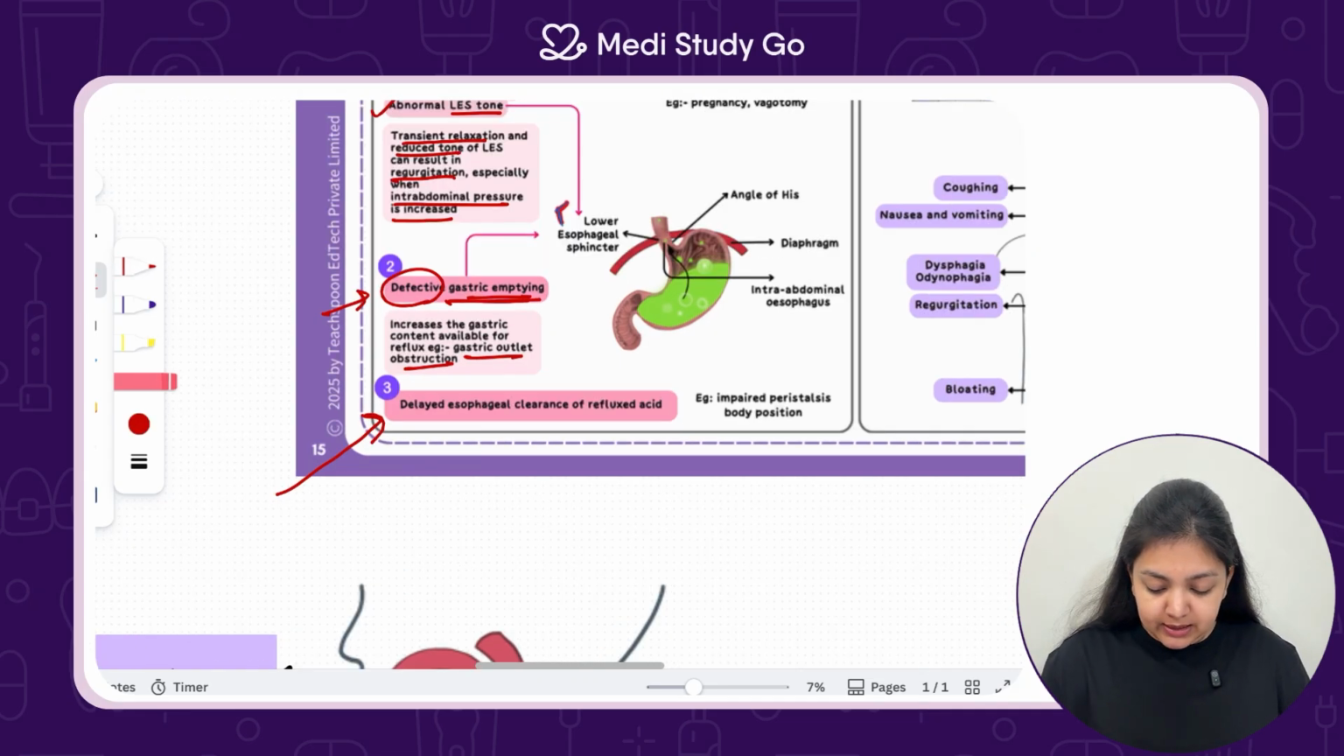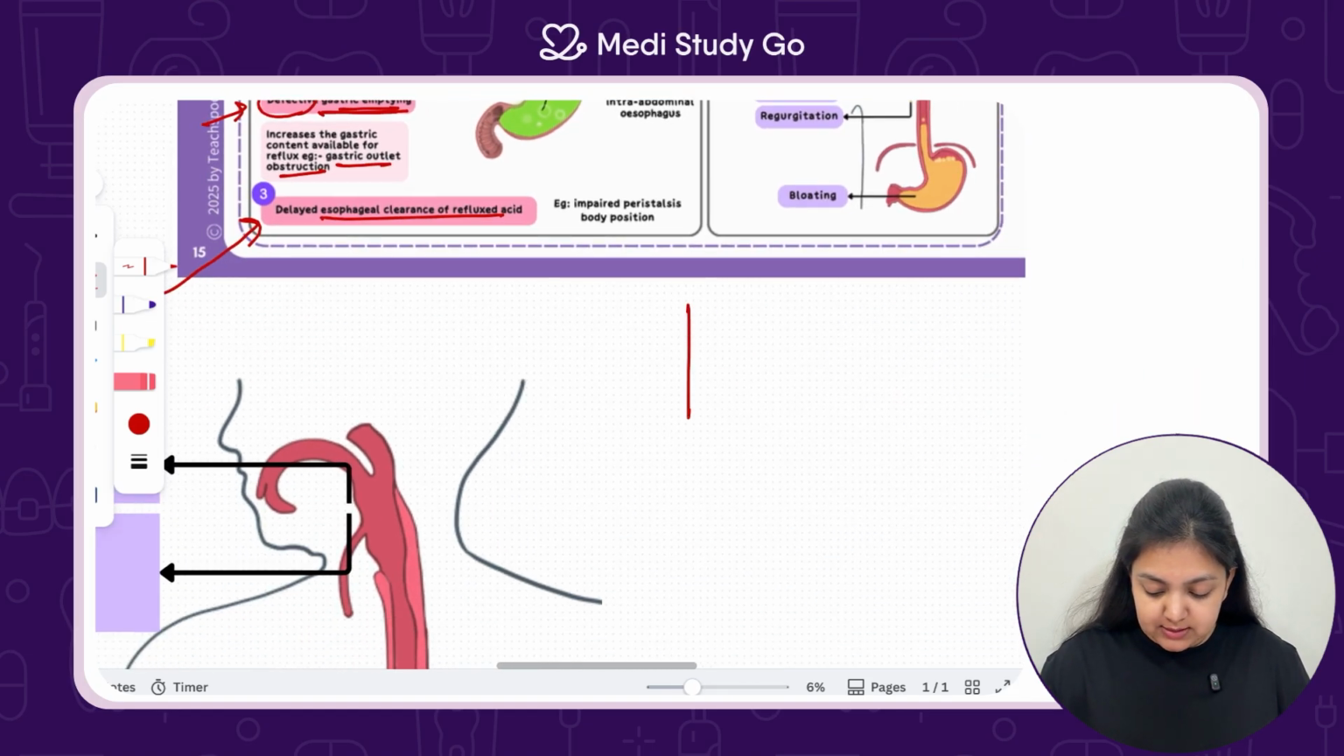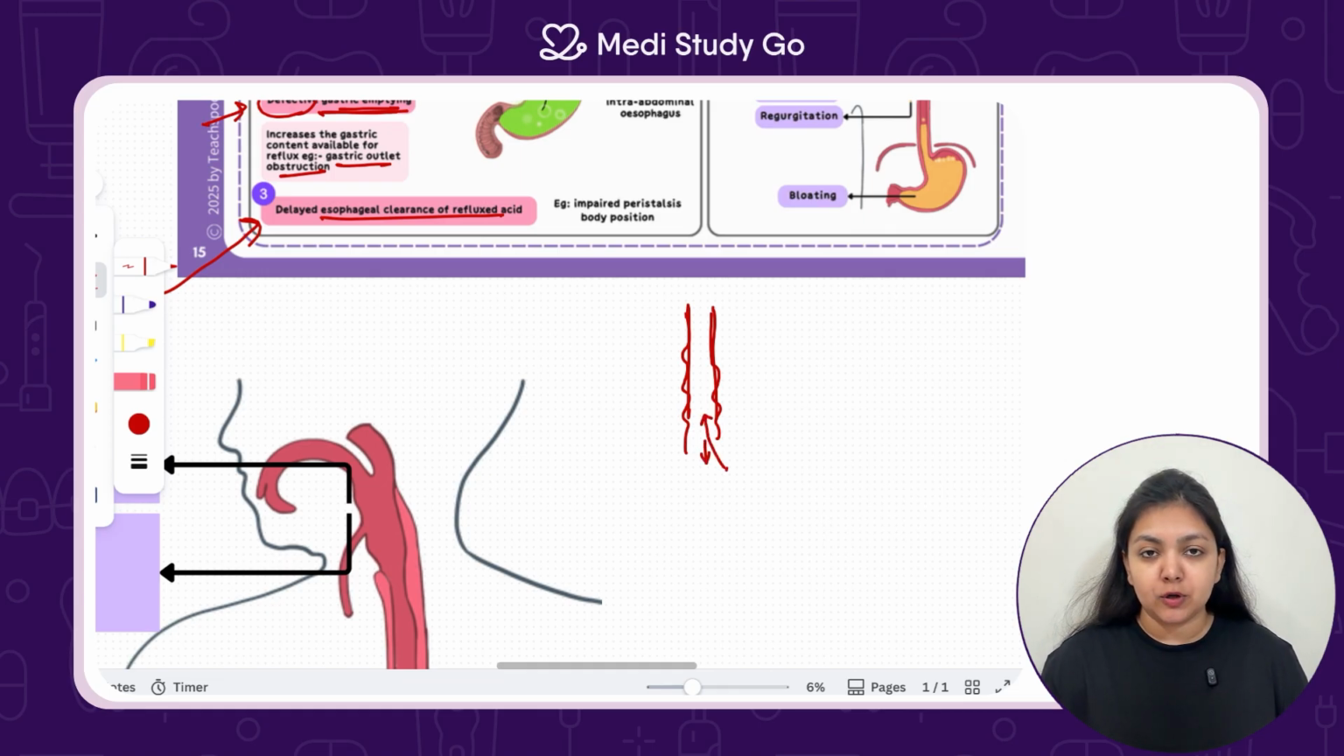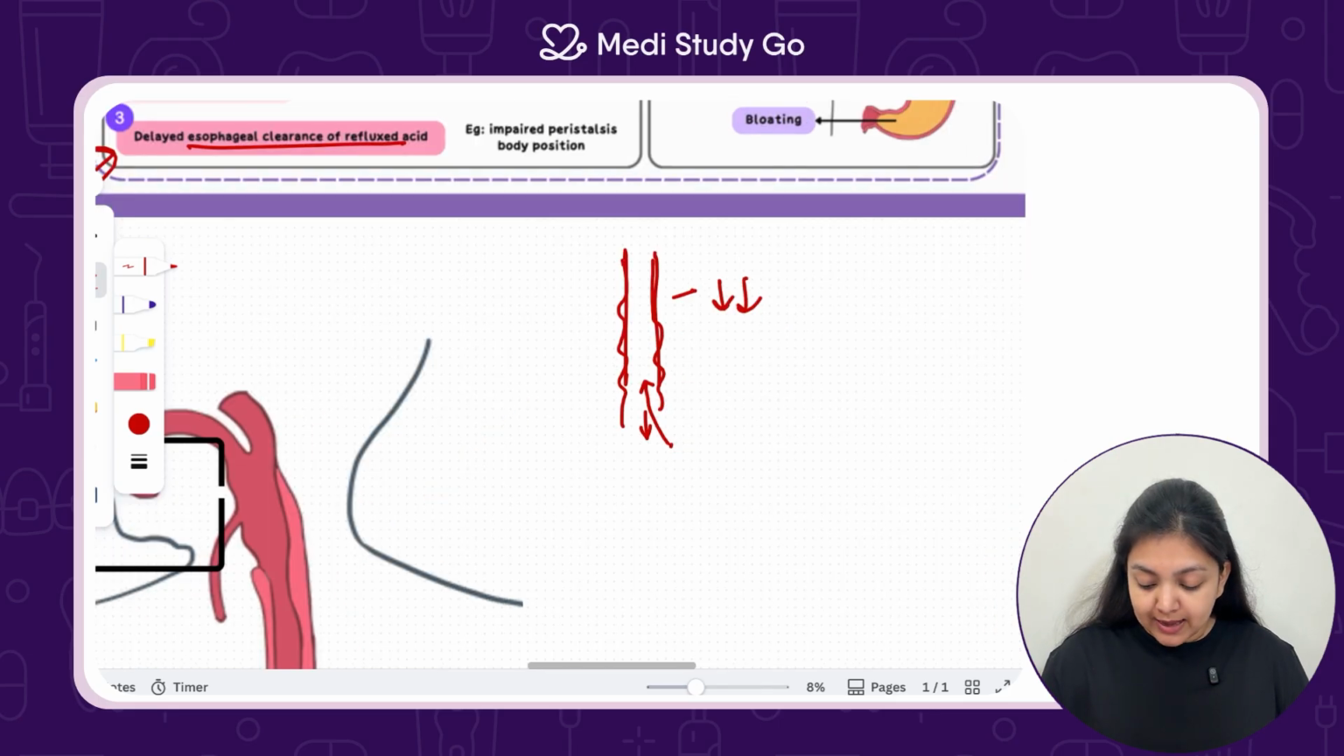Next, there can be delayed esophageal clearance of the refluxed acid. Suppose the esophagus is like this. It causes peristalsis to let the food come down. And now if anything comes into the esophagus, it is a normal dynamic of the esophagus to keep contracting. So if the esophagus is normal, it will contract and let that acid go down into the stomach again. But what if this peristalsis is defective and it is not happening? That will cause the acid to stay in the esophagus, which will lead to the symptoms of GERD.